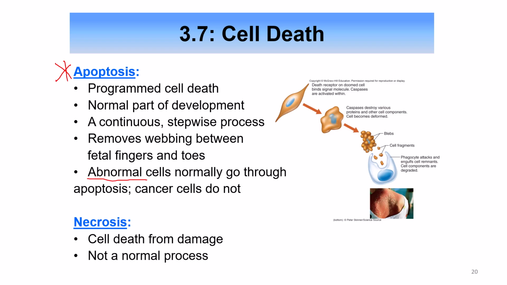And so abnormal cells normally go through apoptosis, but cancer cells escape it. So a big part of cancer research is to see, hey, can we make these cancer cells go through apoptosis? But of course, it's not easy to turn this on. Necrosis instead means cell death from damage. And so this is not a normal process.